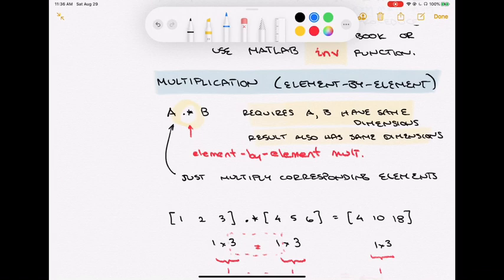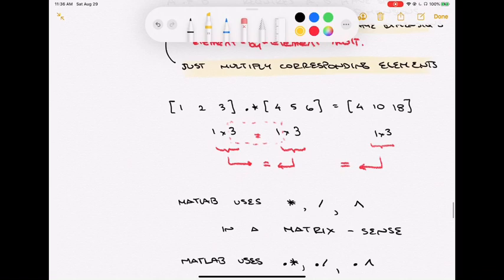How do we carry out this operation? You just multiply corresponding elements. Let's do a couple examples. Here I have a vector 1, 2, 3. This is a 1 by 3 object. I want to element by element multiply it by 4, 5, and 6. If you look at the dimensions here, a 1 by 3 and a 1 by 3, they are not conformable, so I could not matrix multiply it.